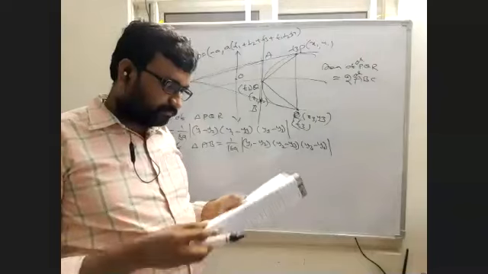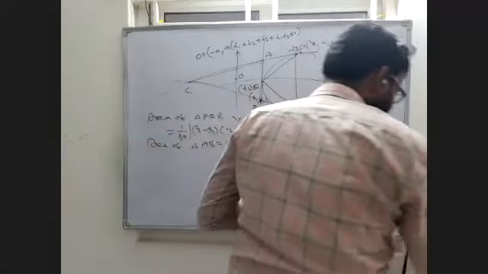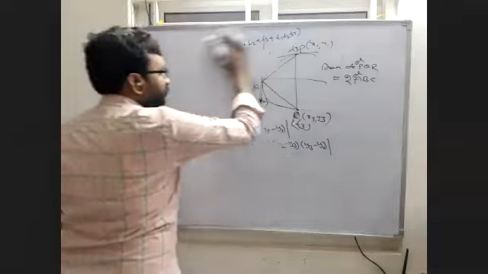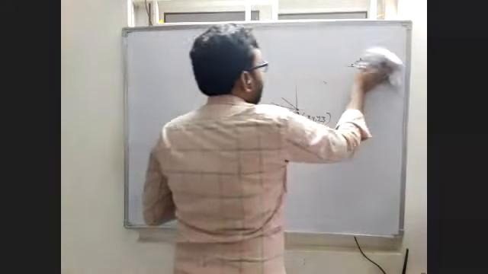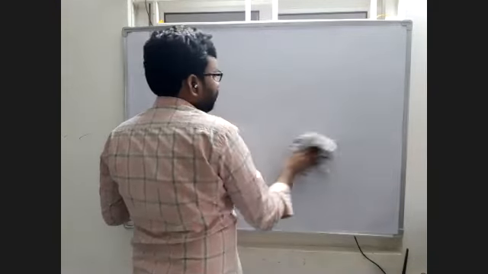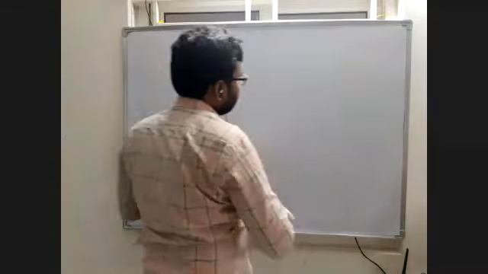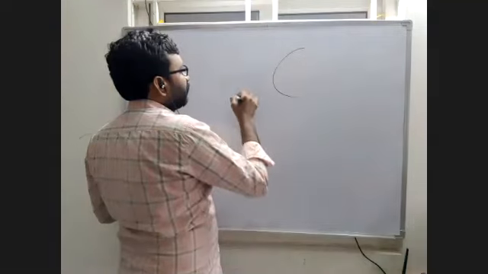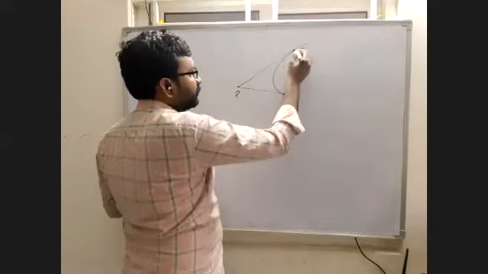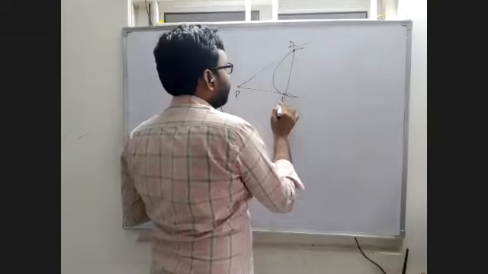And next one, chord of contact, same as in the circle. If you draw 2 tangents from an external point to the parabola, they touch the parabola at 2 points, and the line joining those 2 points is the chord of contact. P is an external point. We can draw 2 tangents, then there exist 2 points of contact. If you join those two, this AB is the chord of contact.